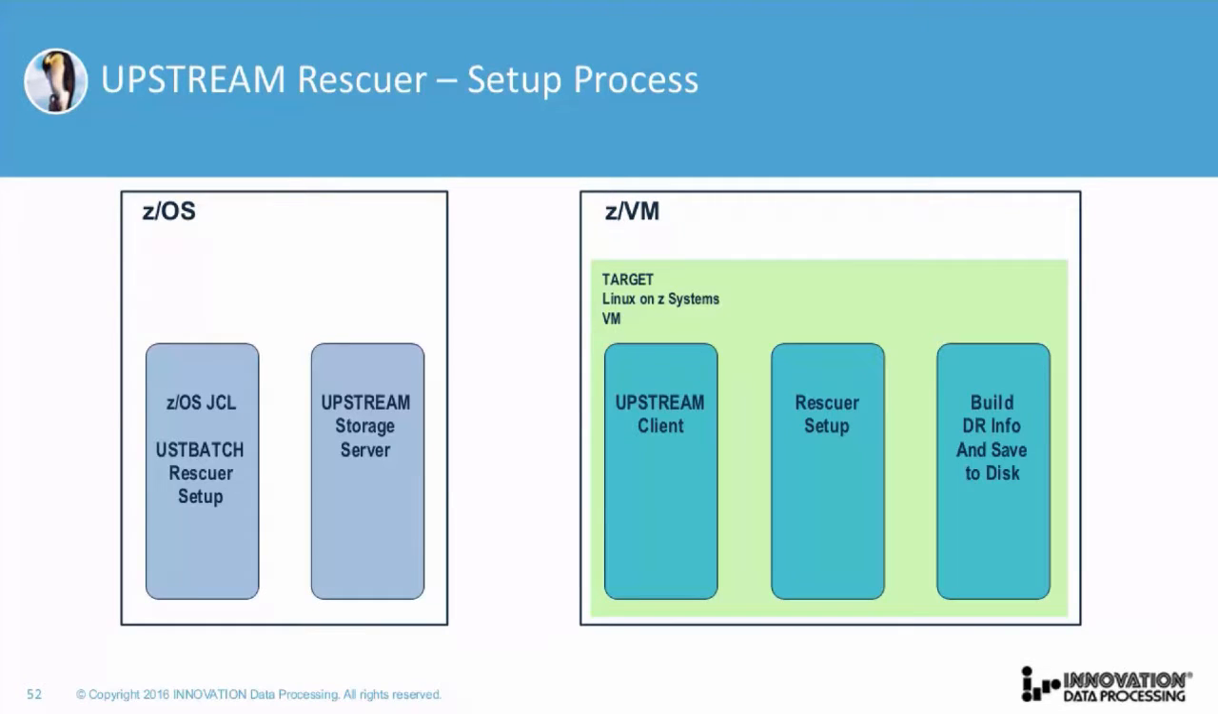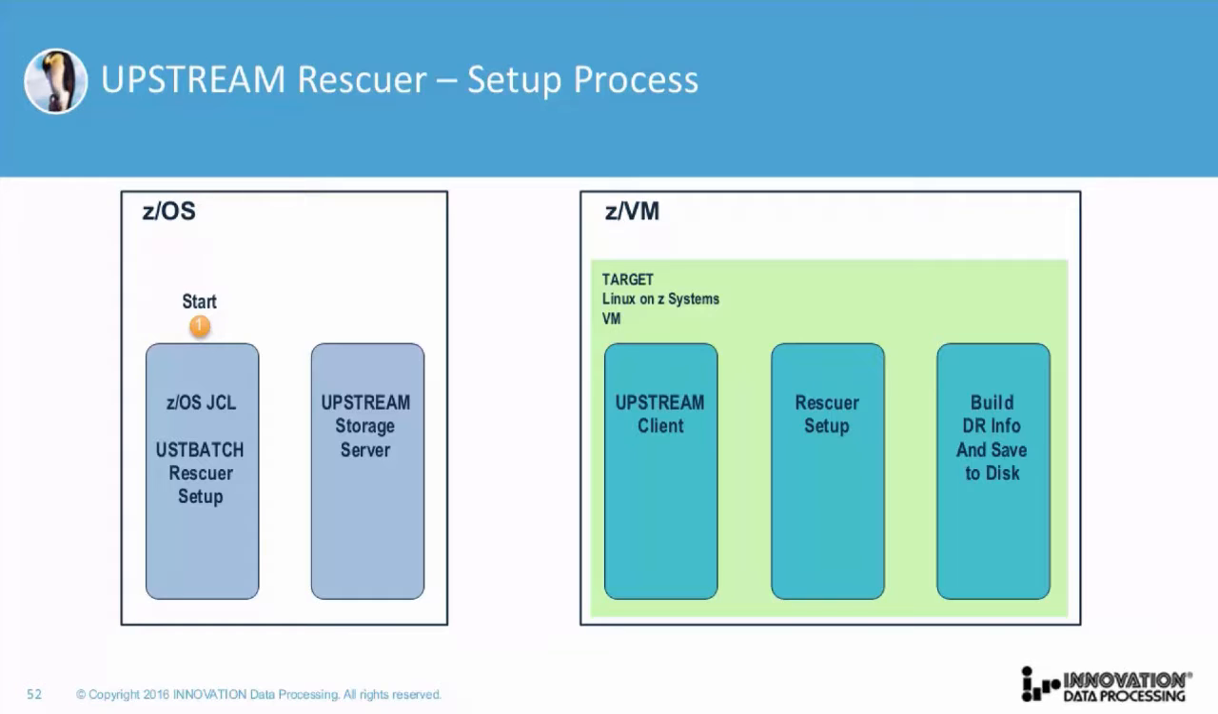Okay, so to do a rescuer setup, again, this is, as Pat mentioned, the step that runs right before every backup you do every day. And its intent is to capture information about the Linux virtual machine and store it inside the backup so we can access that later at recovery time. So step number one, you prepare and customize a UST batch job to include the rescuer setup step. Once customized, submit this UST batch job to begin the rescuer setup process.